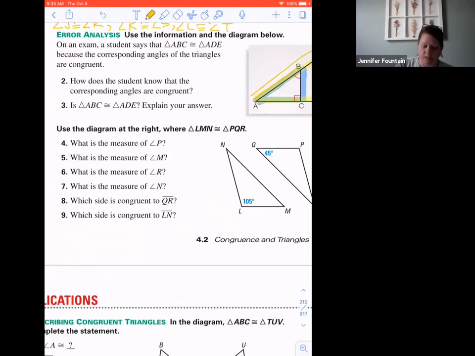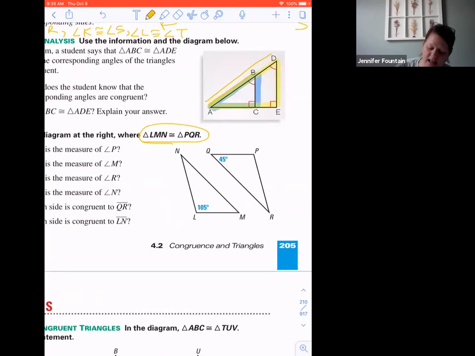All righty, let's look at numbers 4 through 9. It says use the diagram at the right where our triangle LMN is congruent to PQR. So what I want to do first is I want to say, okay, I know that angle L corresponds with P. So I'm going to circle those. I know that M corresponds with Q. So I'm going to put a box around those. And then I'll just leave N and R. Okay, so I can tell what are my corresponding angles by whether it has a circle or a box. And then that way, as you're labeling things, as you're working, you don't have to necessarily have different colors.